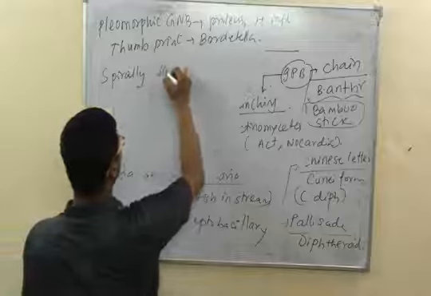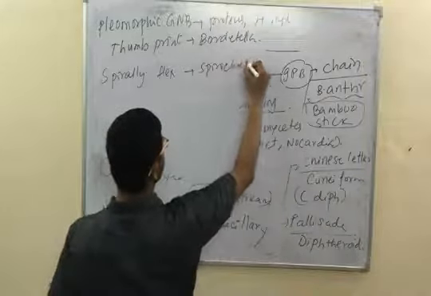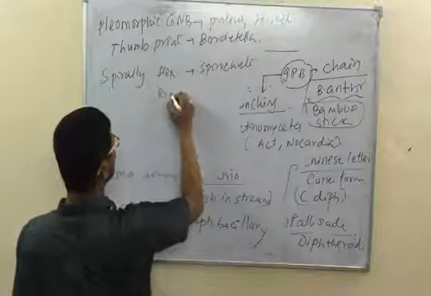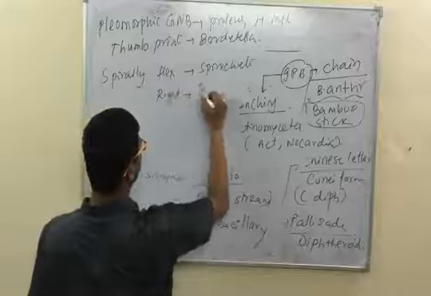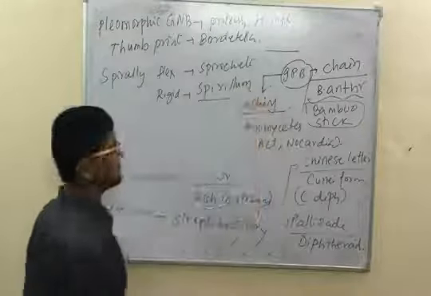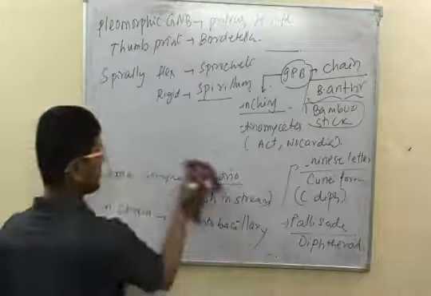Spirally coiled if they are flexible. Example is spirochete. If the spirals are rigid spirals, example is spirillum. Okay, so these are the various size and shape of bacteria.